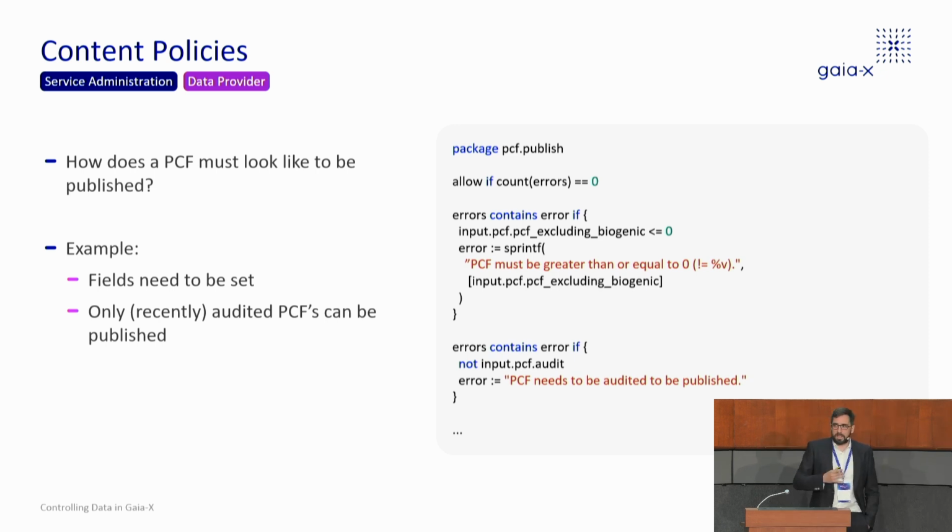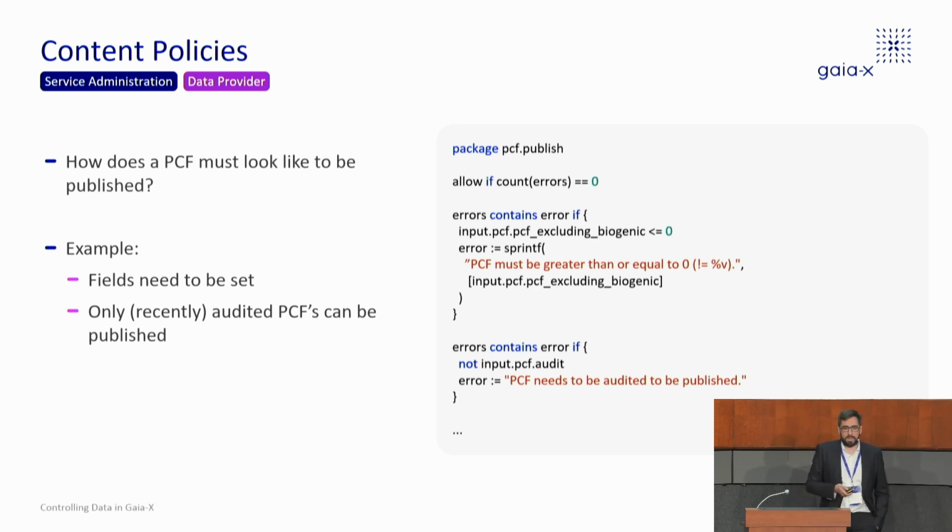And what they can do is publish these footprints. And now we use policies to control what these footprints look like. So for example, we can check if a field is set. And this works a bit differently than the policies I introduced earlier. There, we evaluated each rule alone, and if it's true, we allow it. Here, we want all the rules to apply, and if one fails to validate, we want the whole thing to fail. We do this here with allow if count errors. So we have rules that produce errors, and if there's no error, we allow it.